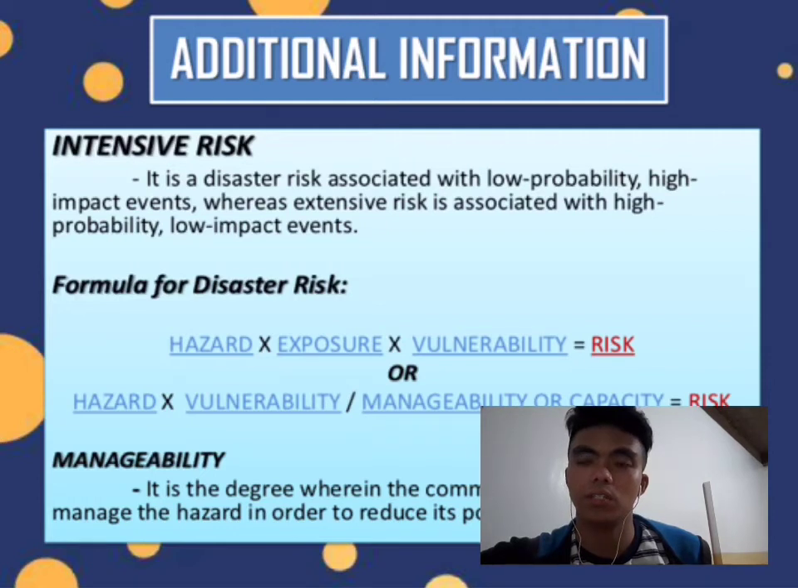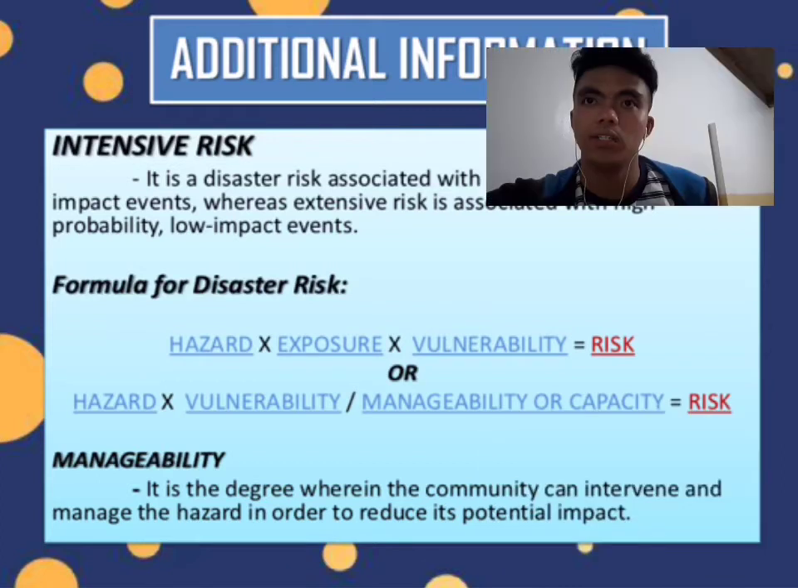Formula for disaster risk. Hazard, exposure, and vulnerability is equals to risk. Or hazard, vulnerability, or manageability or capacity is equals to risk. Manageability. It is the degree wherein community can intervene and manage the hazard in order to reduce its potential impact.